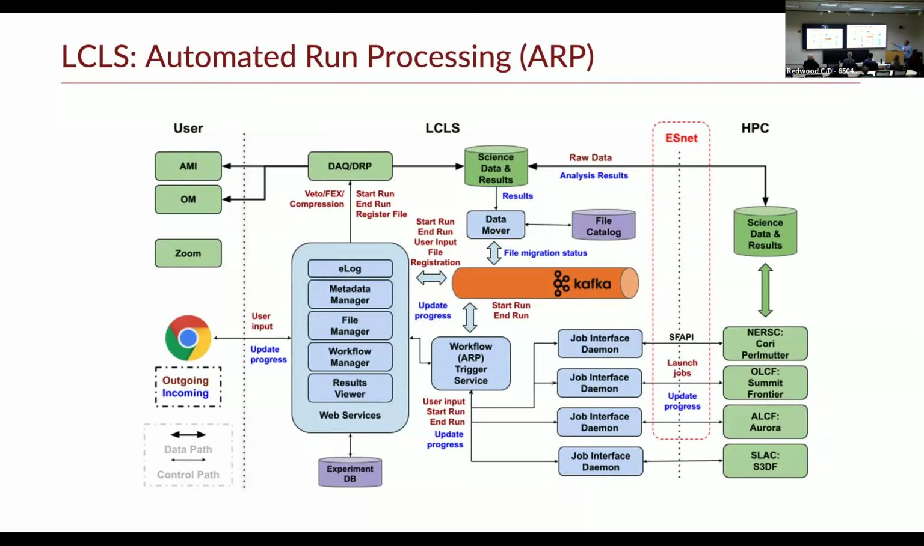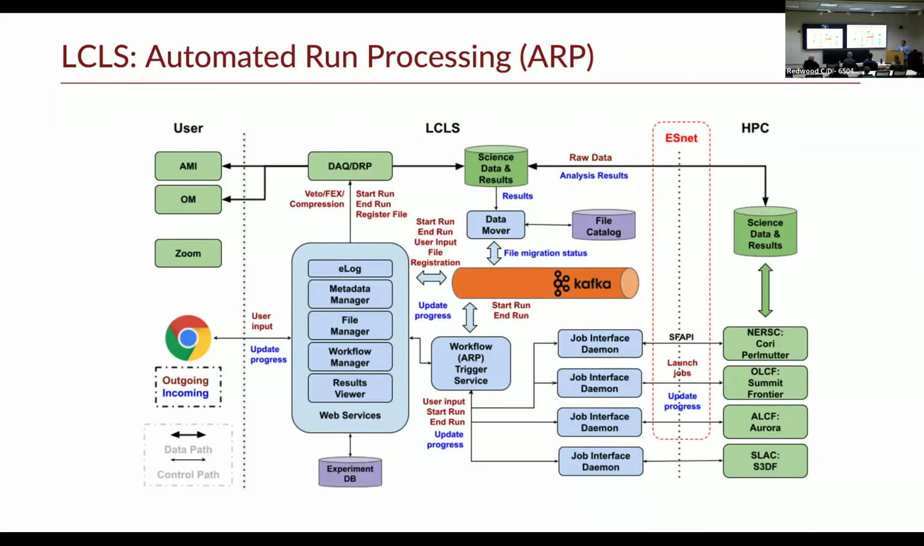The ELOG at the center is connected through the data movement system at the top that moves the files on the offline file system and through Kafka messages. And the same goes for the ARP, which can trigger jobs locally on S3DF or remotely, for example, at NERSC using the Super Facility API. They all subscribe to Kafka messages, and they are all aware with the ELOG at the center of what's going on.